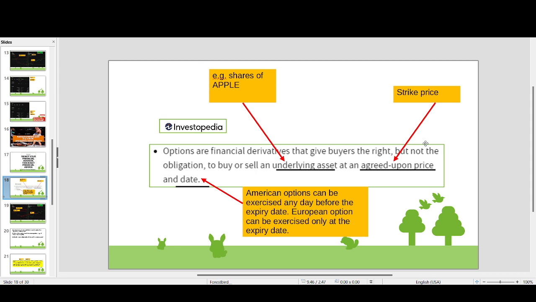Another point you need to keep in mind is the date. For American options, your right can be exercised any day before the expiry date. The date will be mentioned in your option contract. That is very convenient because when it is a suitable time, you can exercise your right and get the underlying asset or the payment for it. But European options can be exercised only at the expiry date. So you need to look at what type of option it is. Usually, if you look at the underlying currency, you get an indication of whether it is an American or a European option.